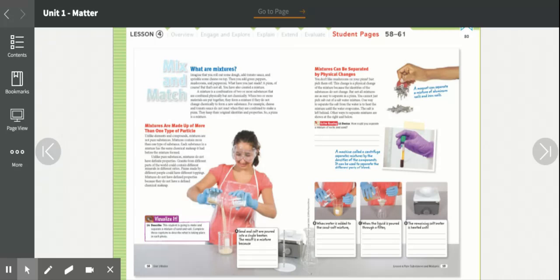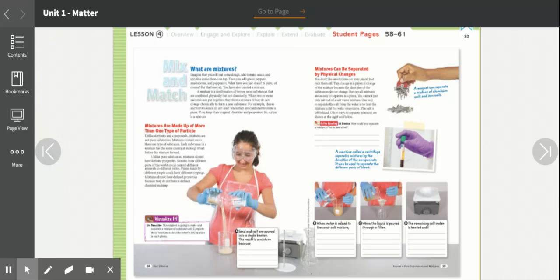A mixture is a combination of two or more substances that are combined physically but not chemically. When two or more materials are put together, they form a mixture if they do not change chemically to form a new substance. For example, cheese and tomato sauce do not react when they are combined to make a pizza. They keep their original identities and properties. So a pizza is a mixture.